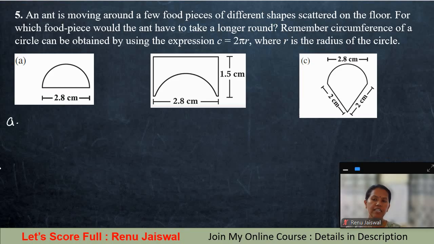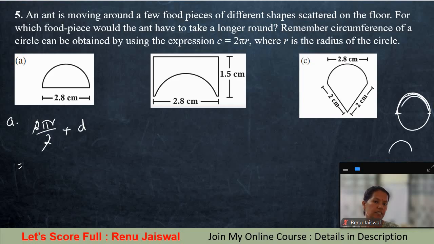So the first figure has a semicircular part. So the perimeter of this is 2 pi r divided by 2. This is the semicircular part, and also the diameter, the base one, right? So why do I take 2 pi r divided by 2? Because circumference of a circle is 2 pi r. Here is a semicircle, so I need to divide it by 2. So if the circle is in this form, I need to divide it by 2, I'll get only this part.